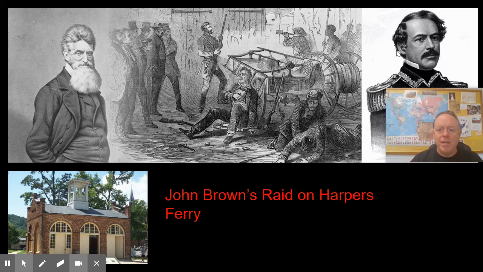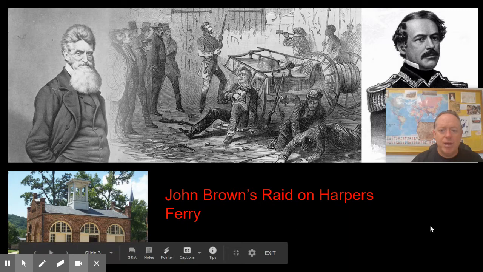He took an armory in Harper's Ferry, Virginia. He was hoping that he and his followers would be overwhelmed with slaves that would come flocking to him, and he was going to march through the South with his slave army and put an end once and for all to slavery. He never made it out of that little fort down there, which is called John Brown's Fort, which is still in Harper's Ferry today.